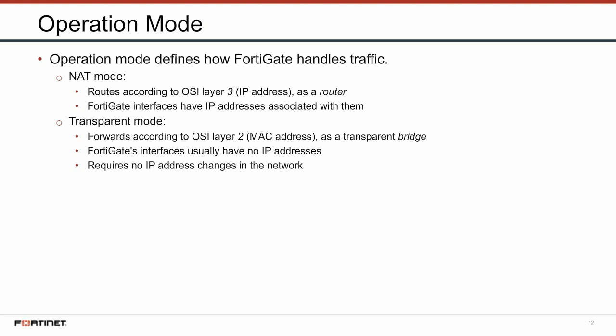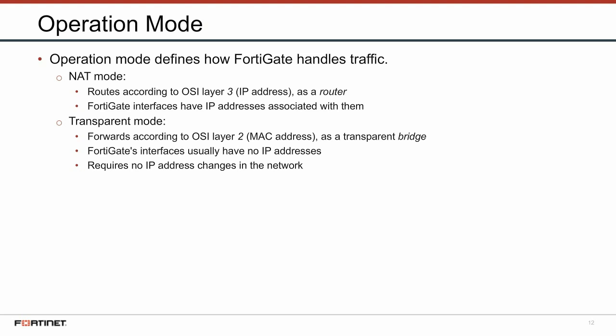In transparent operation mode, FortiGate forwards frames without changing the MAC addresses. When the client receives a packet from a server connected to a different FortiGate interface, the frame contains the server's real MAC address. FortiGate doesn't rewrite the MAC header. FortiGate is a layer 2 bridge or switch. So, the interfaces do not have IP addresses, and by default, all belong to the same broadcast domain.